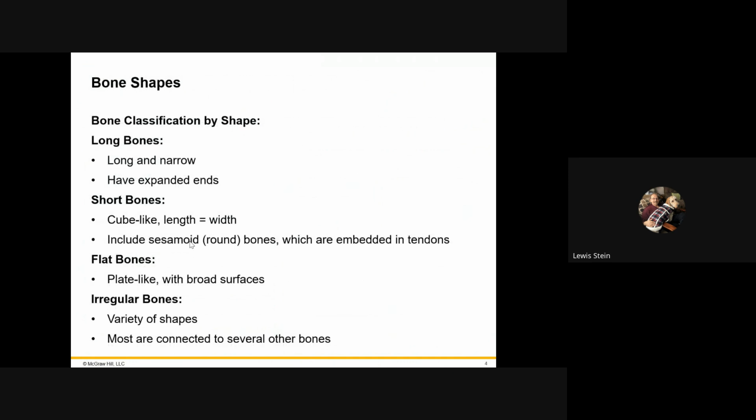Here are the different categorizations: long bones, longer than they're wide, expansile at the ends. Short bones, very interesting. You should have gone over this in lab. They have a very thin shell and a lot of bone marrow inside. And they're interesting in that regard. So we typically see them in the wrists and the ankles.